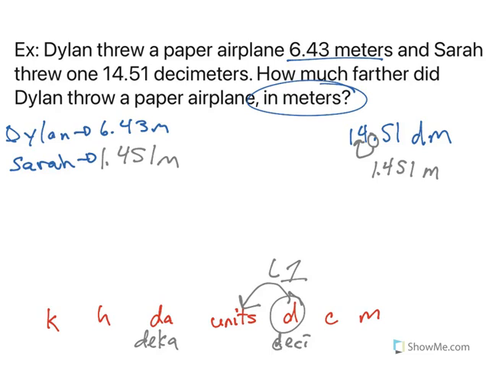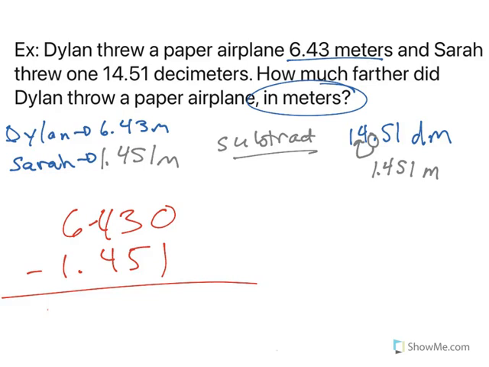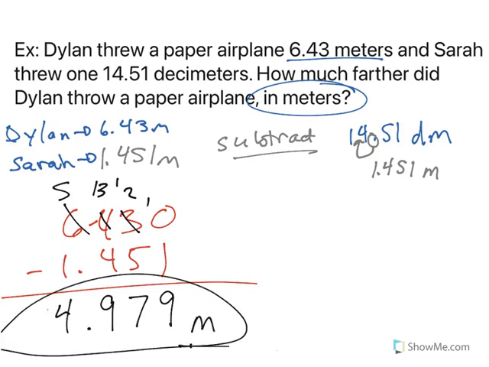Okay, now that I have the items in the same units, now I can play. So it says, right, how much farther did Dylan throw? That means we are subtracting, because we want to find the difference between these two distances. So, let me clear this out a little bit. So 6.43 minus 1.451, and let's subtract. So I borrow. 10 minus 1 is 9. I borrow. 12 minus 5 is 7. I borrow. 13 minus 4 is 9. And 5 minus 1. So the difference, Dylan threw his paper airplane 4.979 meters farther than Sarah.